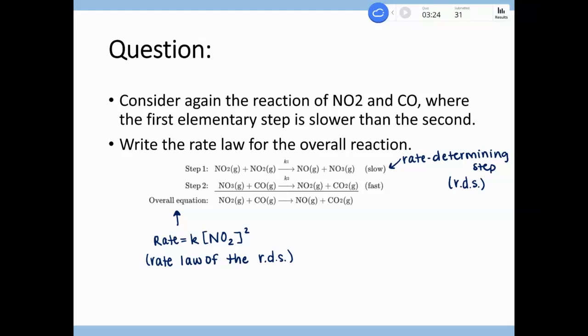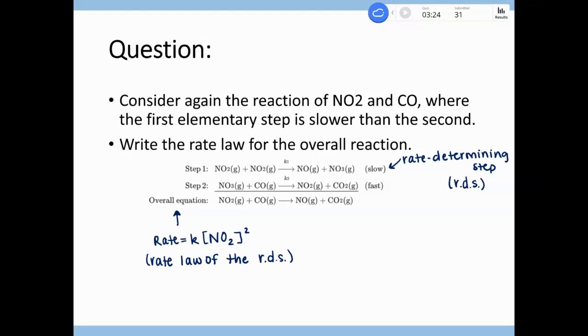Okay, questions on rate laws? What questions do you have? Why is it based on step 1 and not the overall? Based on step 1, because the rate of the overall reaction is reliant on the slowest step.